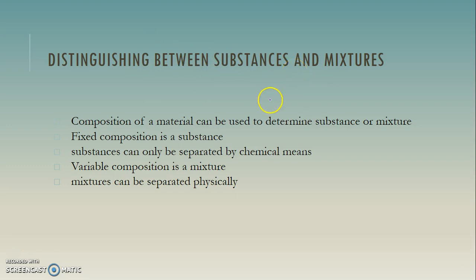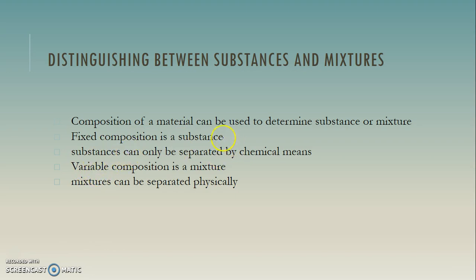And what you need to do with each example is ask yourself, is the composition of it fixed? If you can change it, like with a pizza, you can put more cheese and it's still a pizza. You can take the pepperonis off, it's still a pizza. So if you can change the composition, then it's not a substance, because a substance has fixed composition and mixtures can vary. And then you can ask yourself how you could separate it.